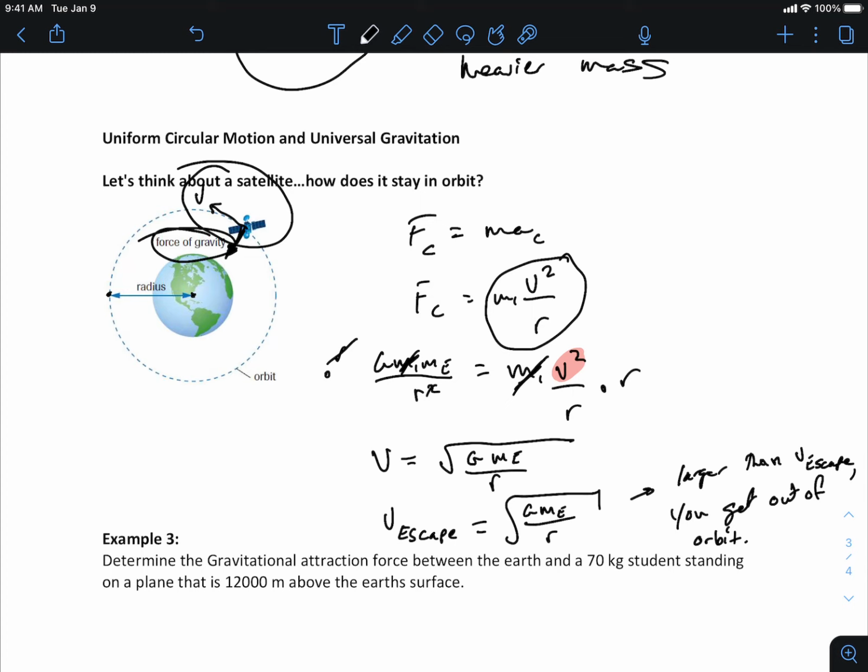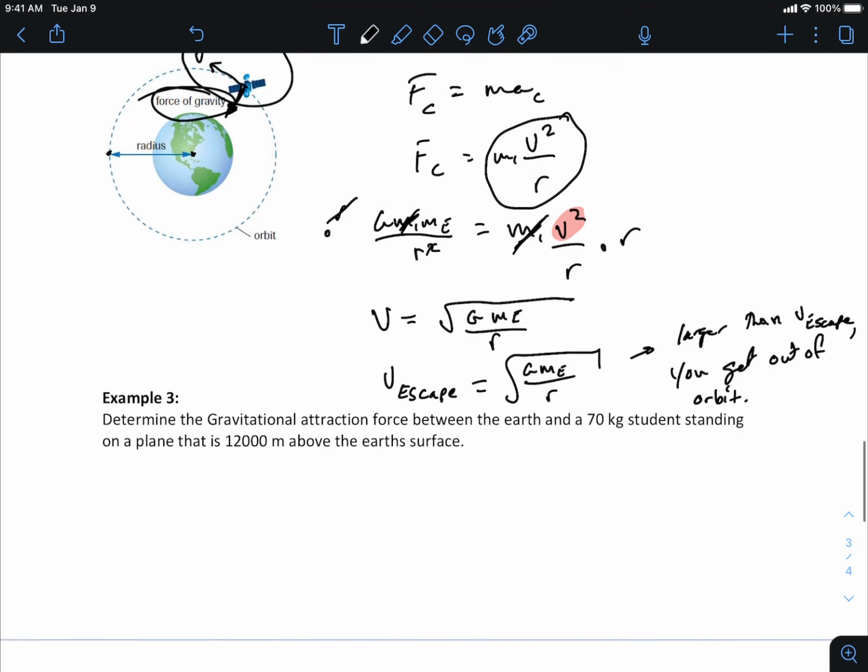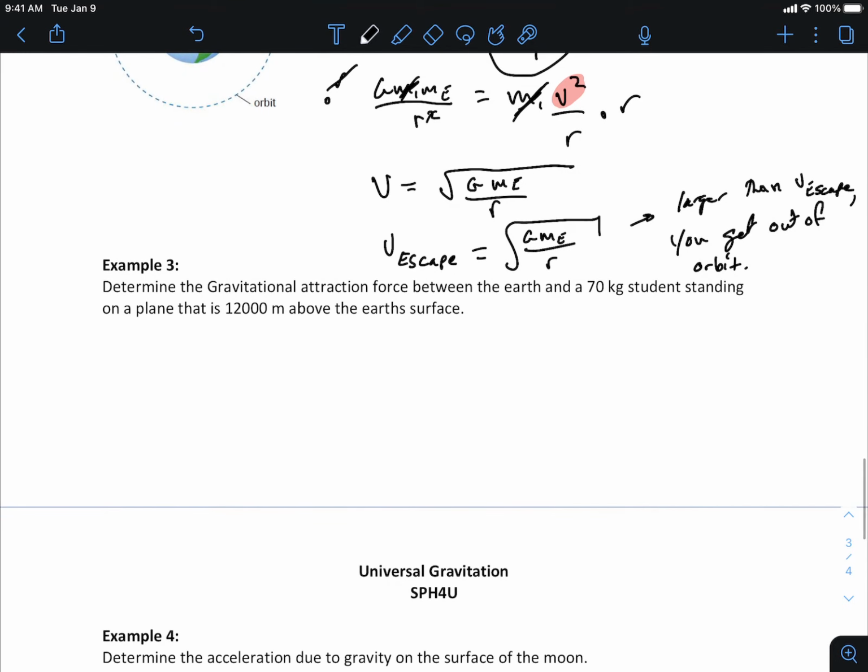Okay. So example 3 just wants us to look at calculating the actual gravitational attraction between Earth and a 70 kilogram student standing on a plane that is 12,000 meters above the Earth's surface.